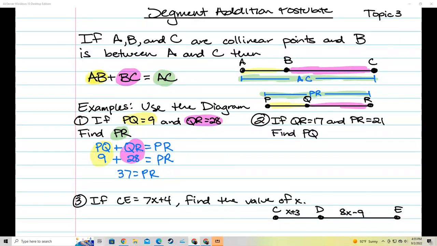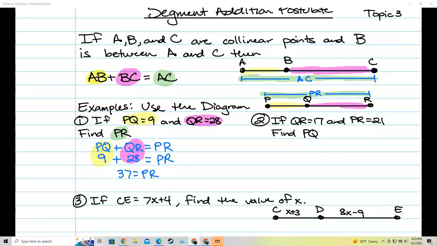It says, if QR is 17 and PR is 21, I want to find PQ. On this one, it's not a typo. I did write that correctly. Hopefully, most of you are able to see that in this case, we're not going to be adding, because they gave me the longer section of 21 and they gave me one of the smaller sections of 17.